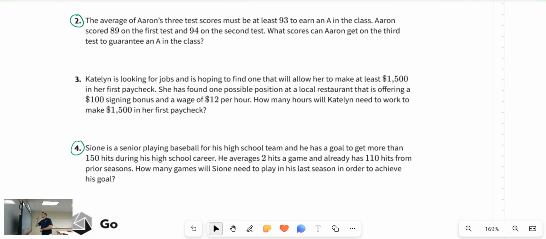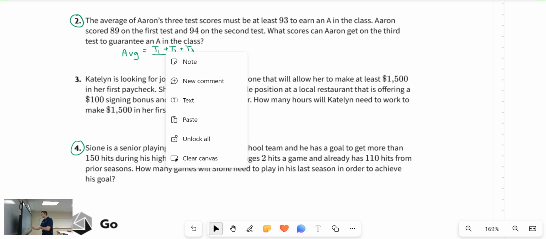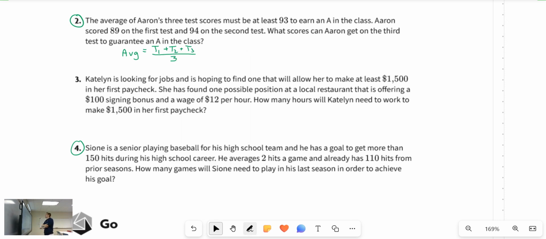The average of Aaron's 3 test scores must be at least 93. Oh, so the average. So let's already get started with an average. An average equals, we'll call it, T1 plus T2 plus T3 all divided by 3, right? That would be the average of 3 test scores. It must be at least 93 to earn an A in the class.